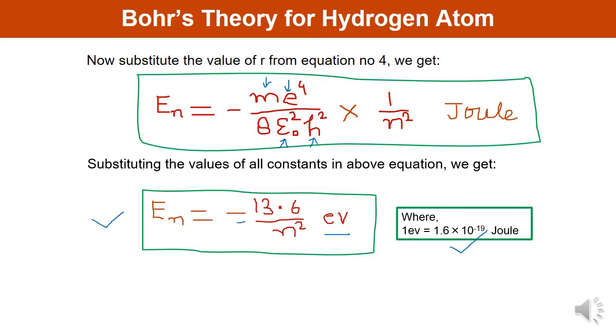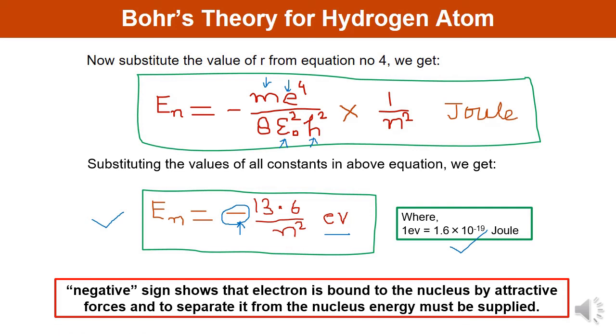Here you can see that there is a negative sign. What is its significance? This negative sign shows that the electron is bound to the nucleus by attractive forces, and to separate it from the nucleus, energy must be supplied. It means extra energy needs to be given, and only then will there be a change in the orbit. So by putting different values of n, 1, 2, 3, 4, you can calculate the values of En.